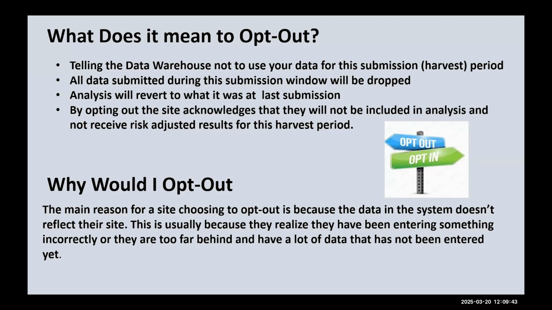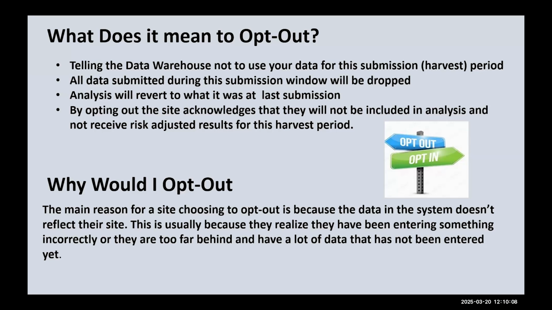And so by opting out, the site acknowledges that they will not be included in analysis and will not receive risk-adjusted results for the harvest period. If it's a star rating period, if you opt out, you're not going to receive a star rating. So, why would you choose to opt out? Why does a site even choose this?